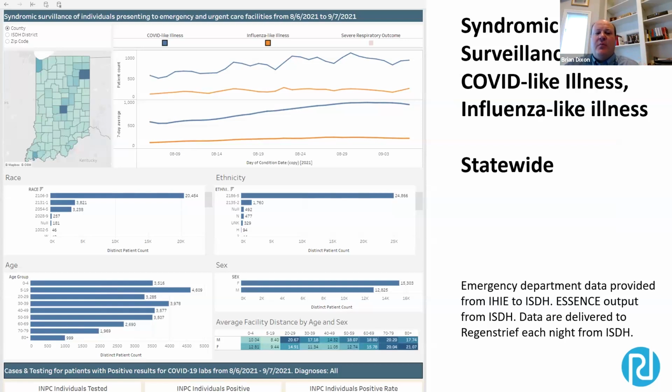This is a dashboard that looks at the difference between COVID-like illness and influenza-like illness. At the beginning of the pandemic, there wasn't much distinction between those lines. Everything just looked like ILI. Then we worked with our health department partners to have a better definition for CLI so that they could track it and distinguish it over time. And again, look at it broken down by sex, race, ethnicity, age, etc.